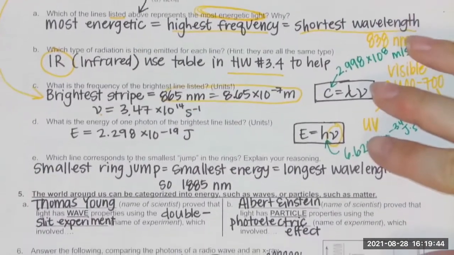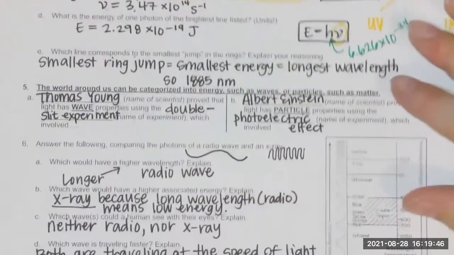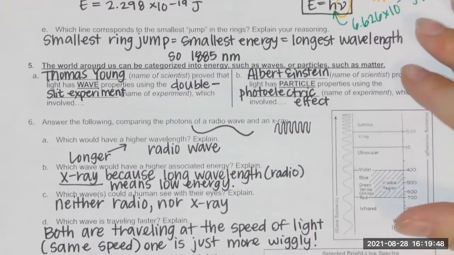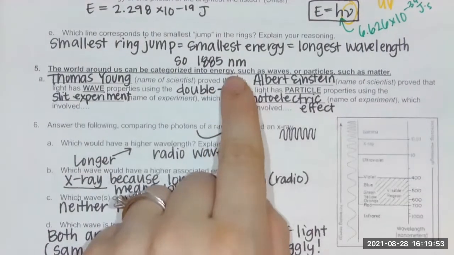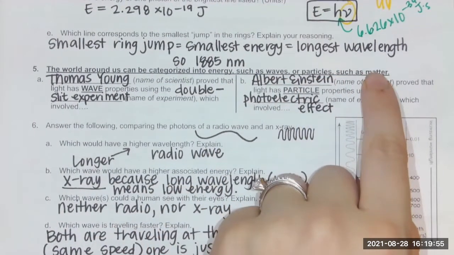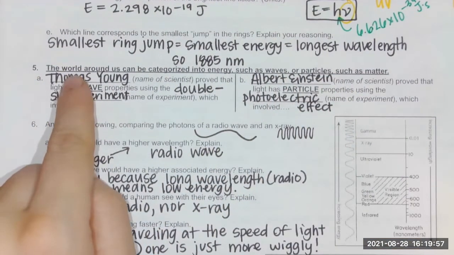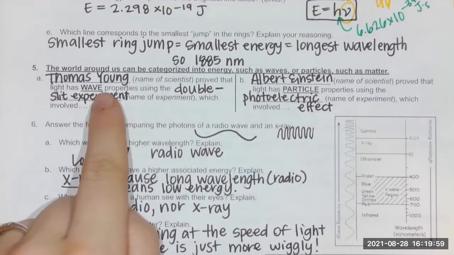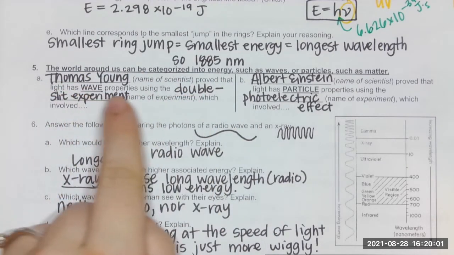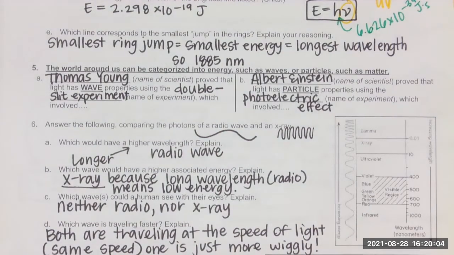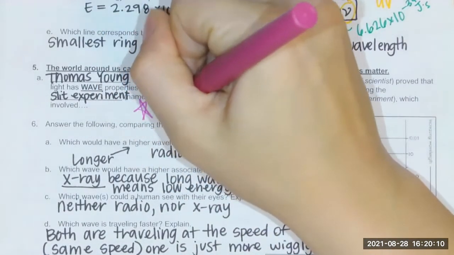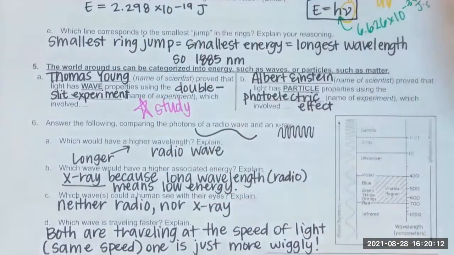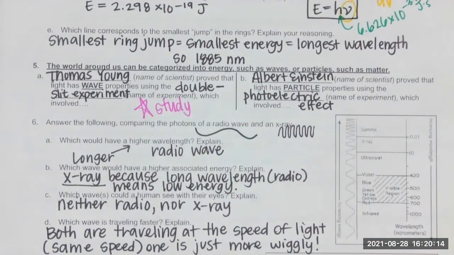The next one down here, I didn't finish. It's mostly conceptual. So number 5, the world around us can be categorized into energy such as waves or particles such as matter. Thomas Young proved that light has wave properties using the double slit experiment. And this is where you would want to make sure that you study and that you understand how that experiment worked.